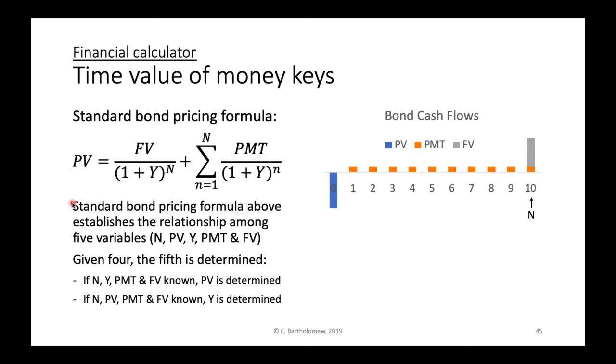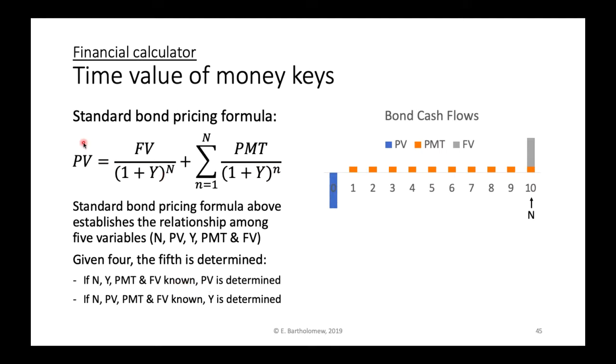So the formula is above. You'll notice there are 5 variables, the 5 that we saw in the preceding slide: PV, FV, Y, N, and payment. And the way it works is if you input 4 of the variables, you then can compute the 5th. For example, if you input N, the number of periods, the yield, the payment, and the final payment, if those are known and you put them in, you can calculate the PV.